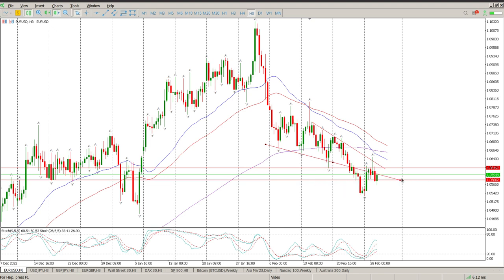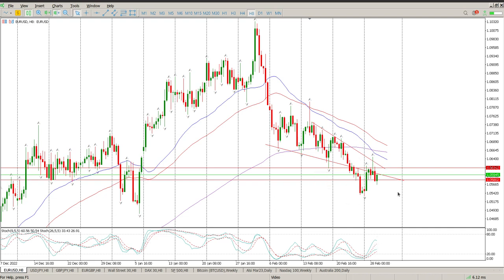That's my flag. Sorry guys, just give me a sec. There we go. Okay, so that's the flag. We got above it. We're back below it again, but lots of chaos here.